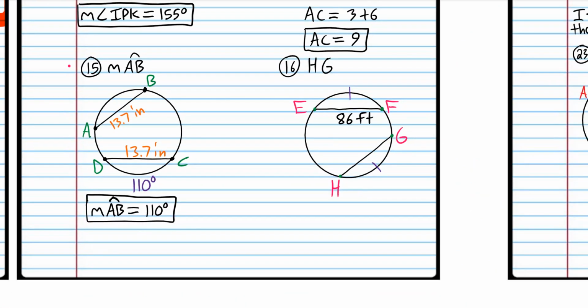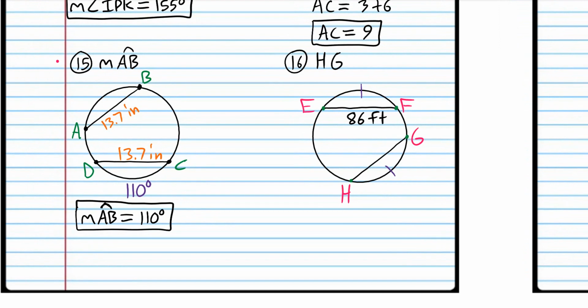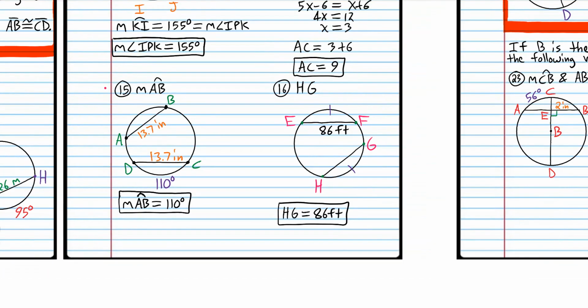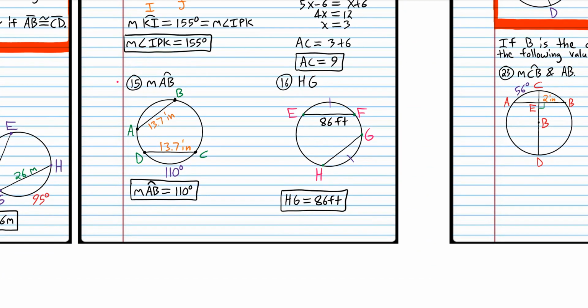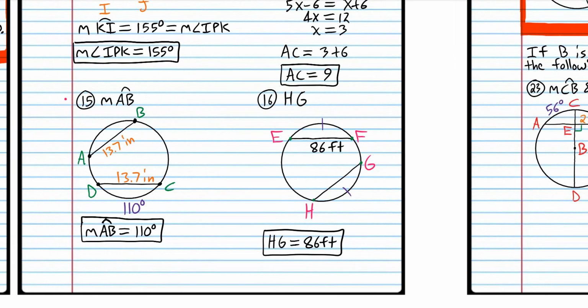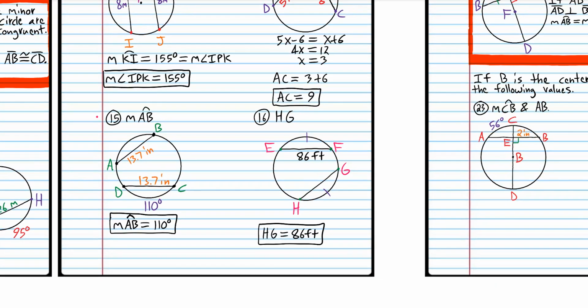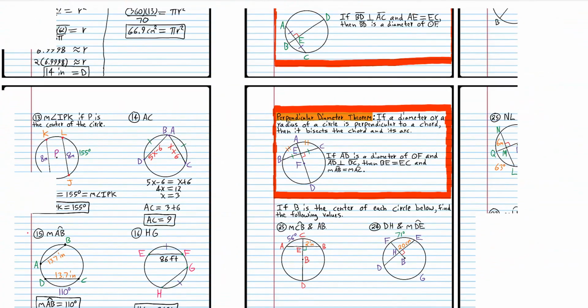All right, we're back. Notice these tick marks here on the arcs. That means those arcs have the same measure, which means that the chords must be the same length. So the length of HG must be equal to 86 feet. And you might be thinking, aren't these kind of easy? Well, yes, they are easy, but you still have to learn this theorem. All right, on to the next problems.